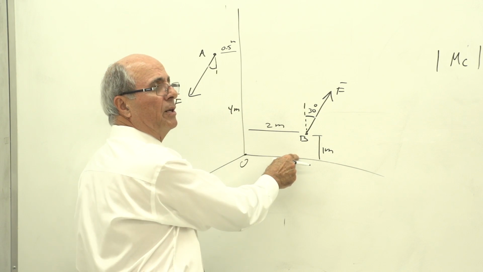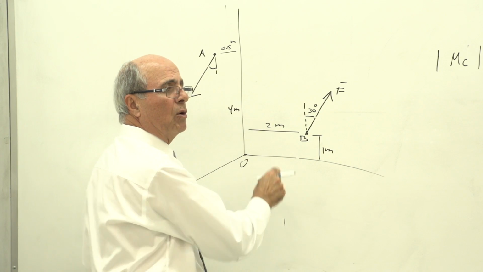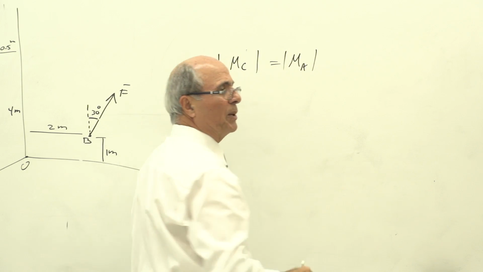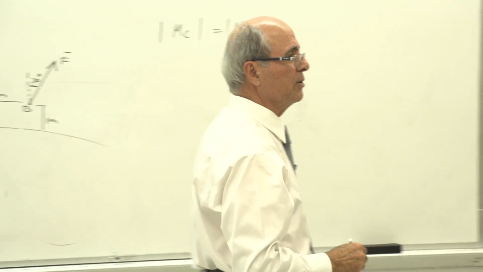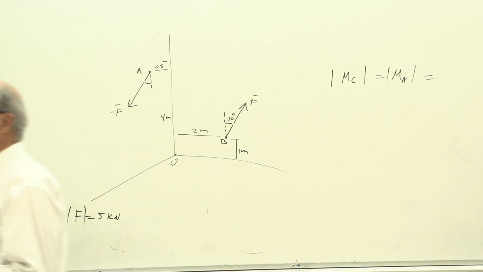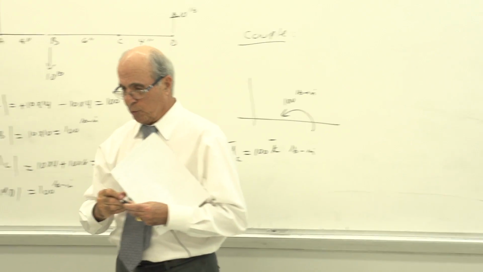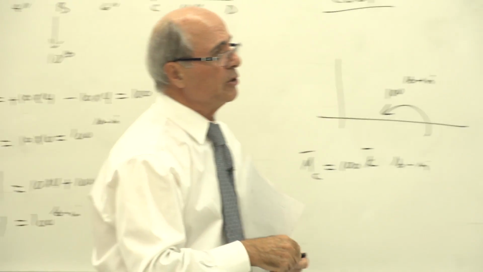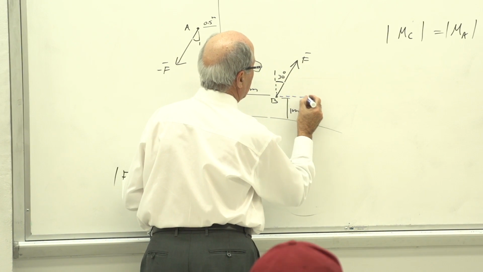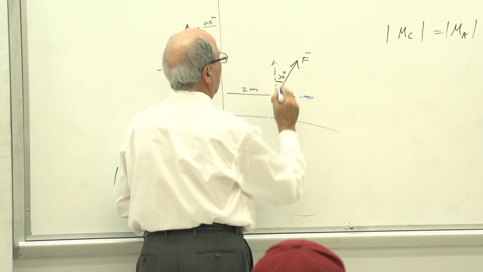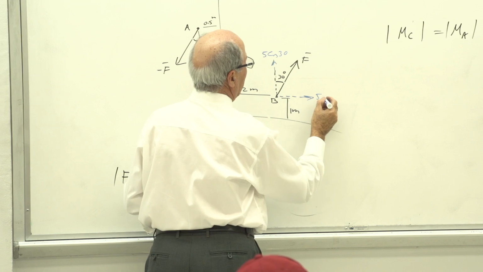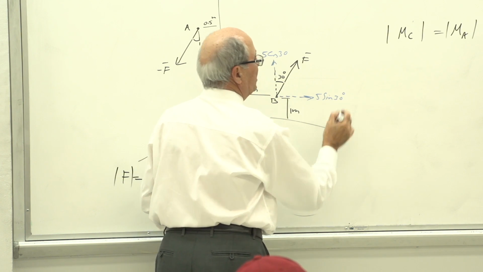O, A, or B. The best choice is either A or B. So I'm taking MA equal to MA. So let's put it this way. Is that correct? This is what you were asking. Yes or no? Equal to what? All I have to do is break this force into two components, which you should show either in dashed line, so that you don't double count, both of them at the same time. So anyhow, let's show it in blue. This is 5 cosine 30 degree, and this is 5 sine 30 degree. Is that correct or not?